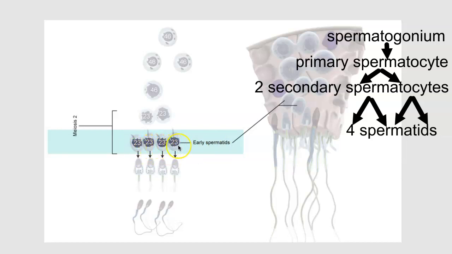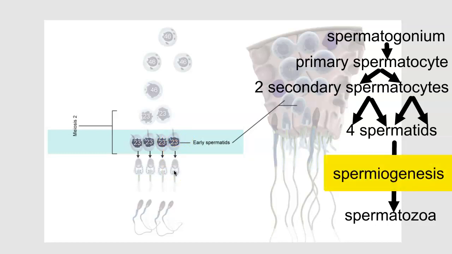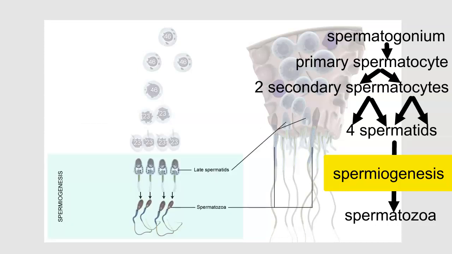The spermatids are genetically sperm cells. They just have to lose this excess cytoplasm and grow the tail, the flagellum, and that's a process called spermiogenesis that I'll look at in a different video. But this is the process of spermatogenesis. Those early spermatids, like we said, will undergo spermiogenesis, giving rise to late spermatids and spermatozoa.